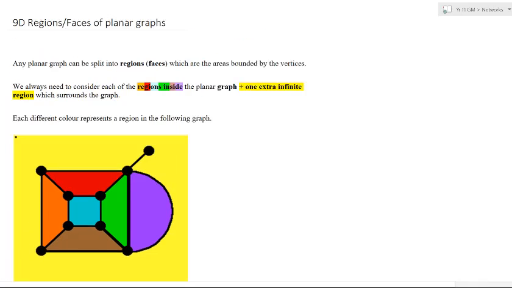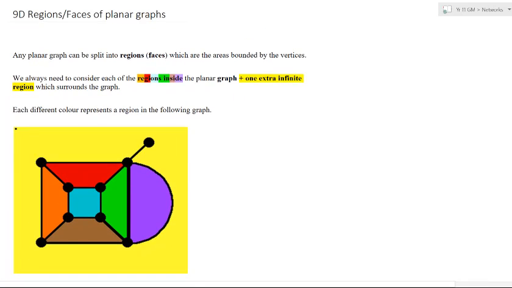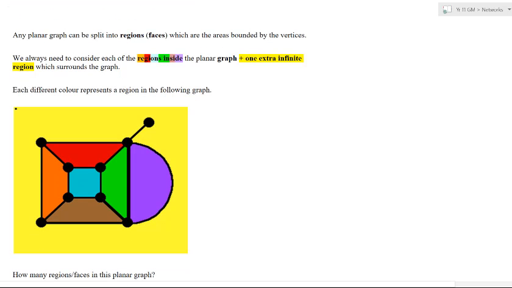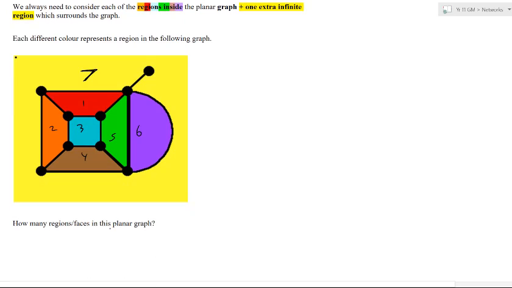So now we have more definitions: regions and faces in planar graphs. At the moment this is a planar graph because no edges are crossing. You always need to consider the regions inside, and then you add this extra infinite region outside. So you can see here there's 1, 2, 3, 4, 5, 6 regions inside, and we classify the one on the outside as a face as well. So how many regions or faces are in this planar graph? There are 7.